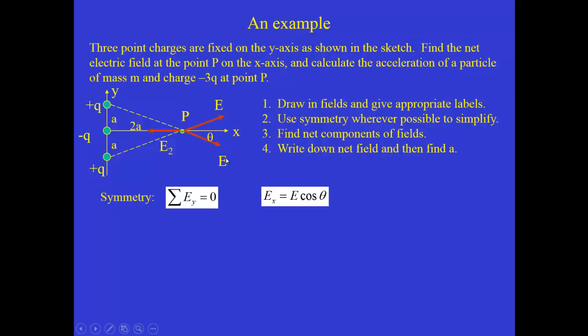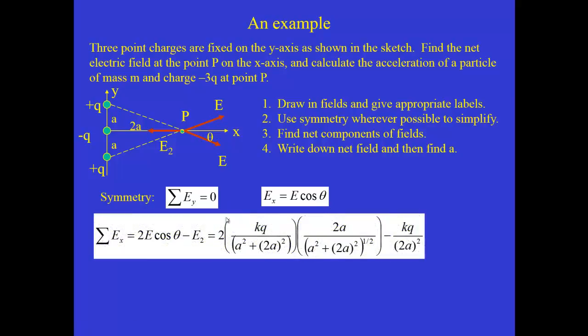And each of these three electric field vectors will have an x component given by its magnitude times the cosine of the angle that it makes with the x-axis. E2 is simple because it's already along the x-axis, so its x component is just minus whatever the electric field is. For E above and below, we just have to calculate E cos theta and then multiply by 2 because there are two contributions. So the sum of the x components is 2E cos theta minus E2. That's easy to see from the sketch.